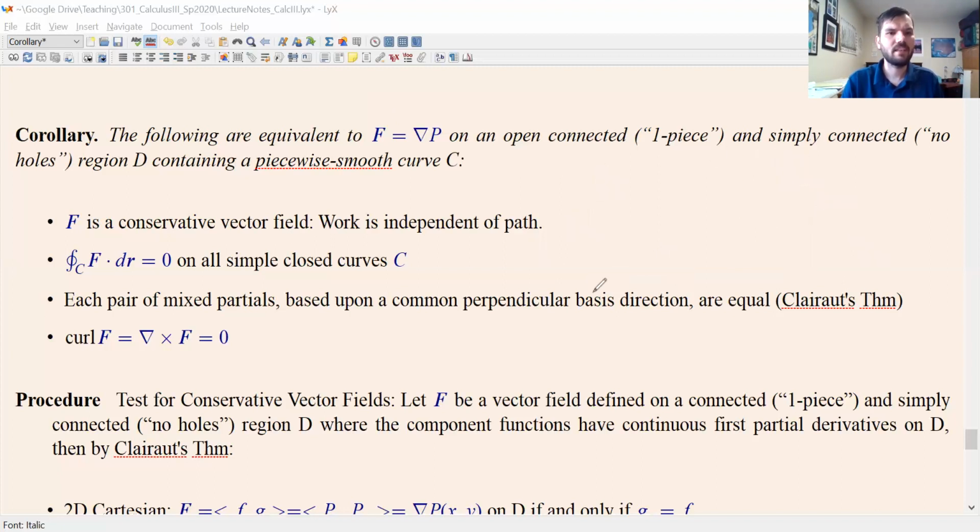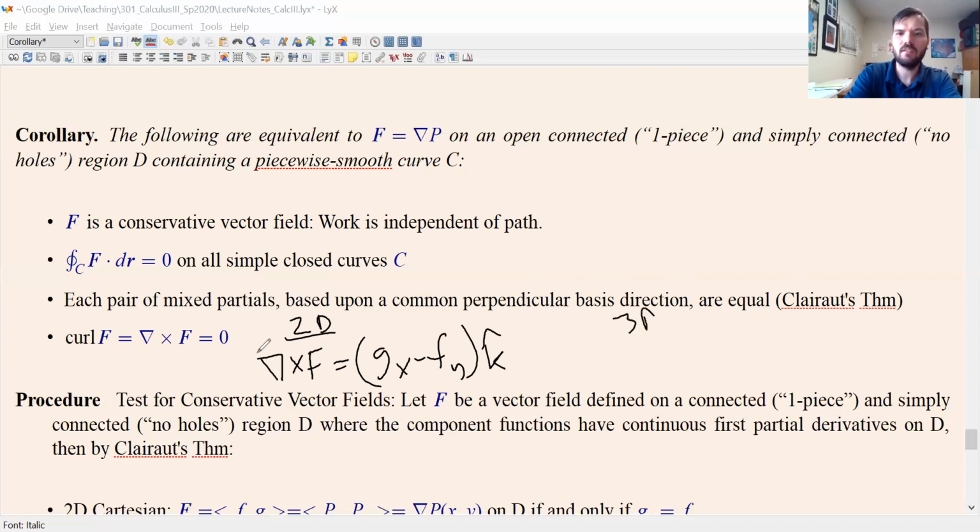And the fourth one is that the curl of a vector field is equal to 0. This is a direct consequence because the curl is actually equal to the difference of the mixed partials in each of those orthogonal directions. So in 2D, the curl of f we usually write as g sub x minus f sub y k hat. That's what we ran into when we looked at the gradient way back in the chapter on multivariable functions.